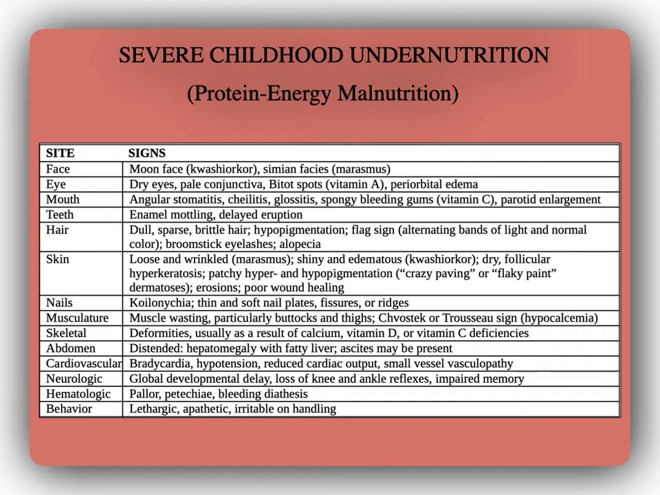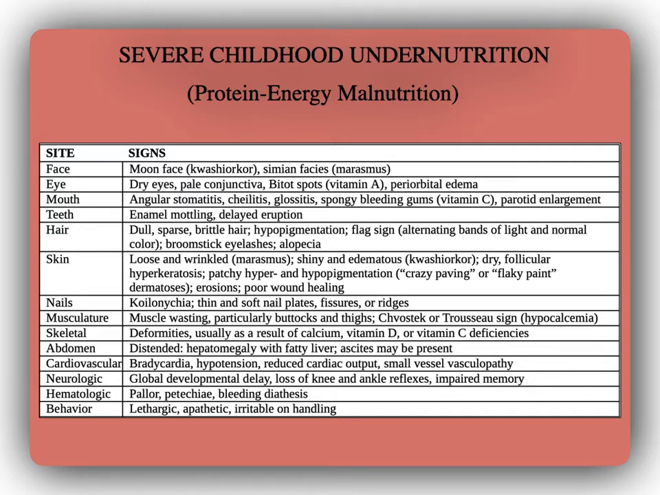Regarding nails, the patient will have an iron deficiency, will have koilonychia, a thin, soft nail plate. The patient may have fissures or ridges. Also, the patient will have muscle wasting, especially in the buttocks and the inner aspect of the thigh. May have signs of hypocalcemia.